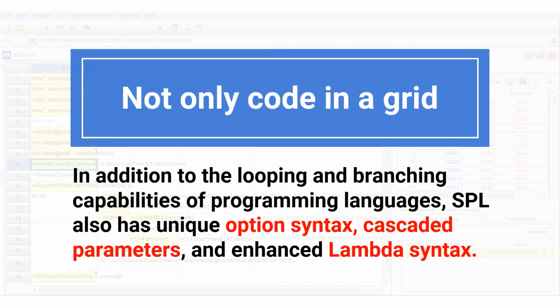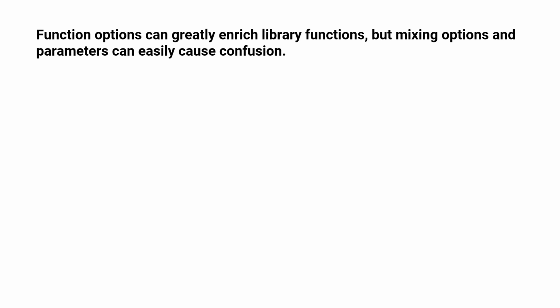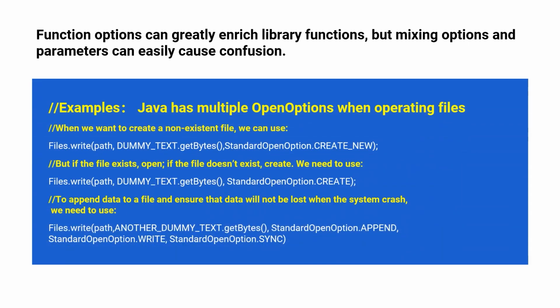In addition, SPL has many unique features, such as option syntax, cascaded parameters, and enhanced Lambda syntax. Every programming language has a large number of built-in library functions, and the richer the library functions, the more convenient it is for us to implement tasks. Functions may be distinguished by different names or parameters, as well as parameter types, but sometimes when it is not possible to distinguish by parameter type, it is necessary to add option parameters explicitly to inform the compiler or interpreter of the functionality you want to implement. For example, Java has multiple open options when operating files.